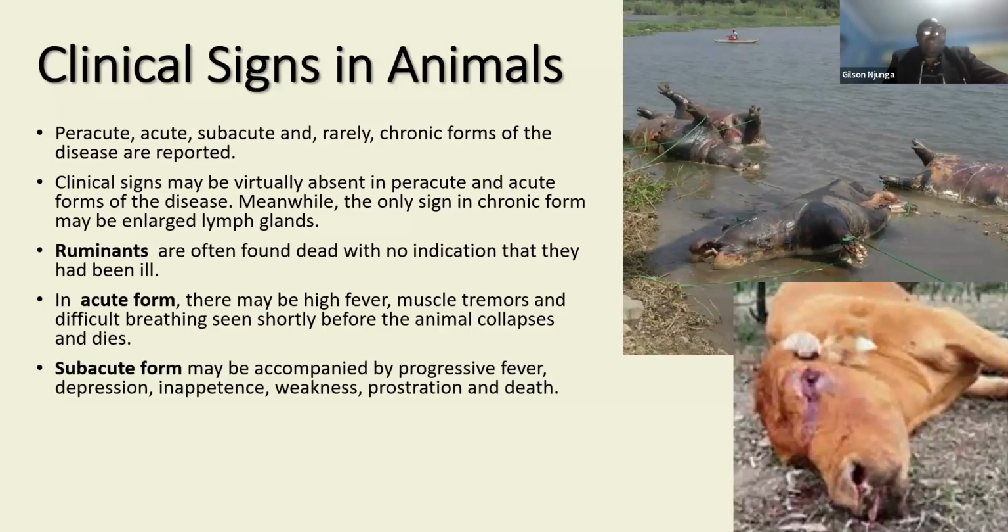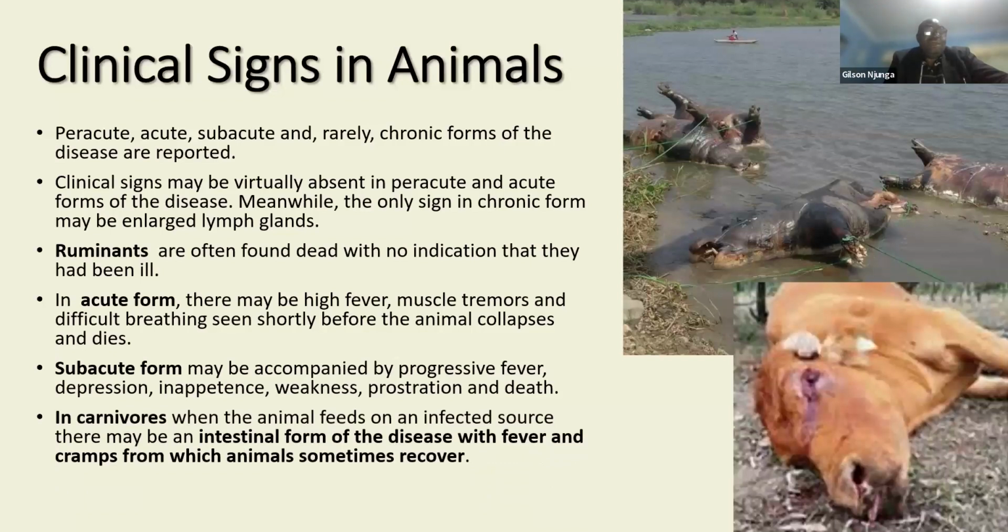In the subacute form, as I said already, there could be hardly any signs. However, the animal may show some progressive fever, or some people call it intermittent fever. The animal could be depressed without any known reasons. It could lose appetite, become weak, and prostrate, followed by death. In carnivores, when the animal feeds on an infected source, there may be an intestinal form of the disease, which I already explained in one of the slides when I was defining the cutaneous, inhalation, or pulmonary forms.